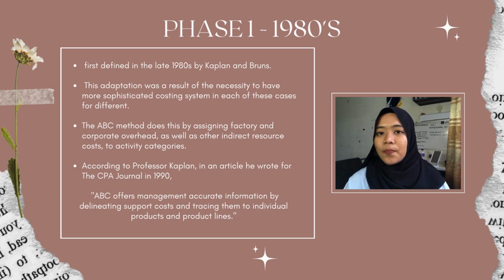The ABC method does this by assigning factory and corporate overhead, as well as other indirect resource costs, to activity categories. Then, an assessment is made of how much overhead each product line and service consumes. In this way, according to Professor Kaplan, in an article he wrote for the CPA Journal in 1990, ABC offers management accurate information by delineating support costs, tracing them to individual products and product lines.